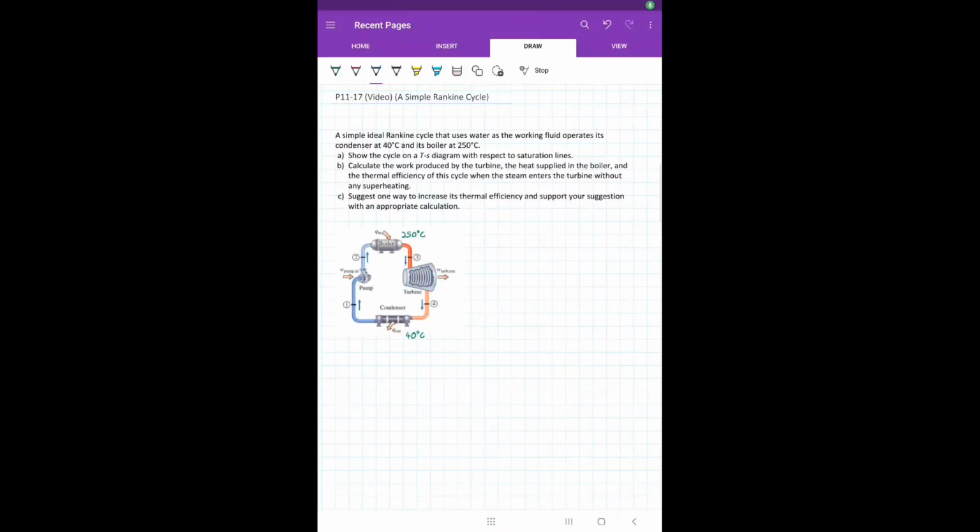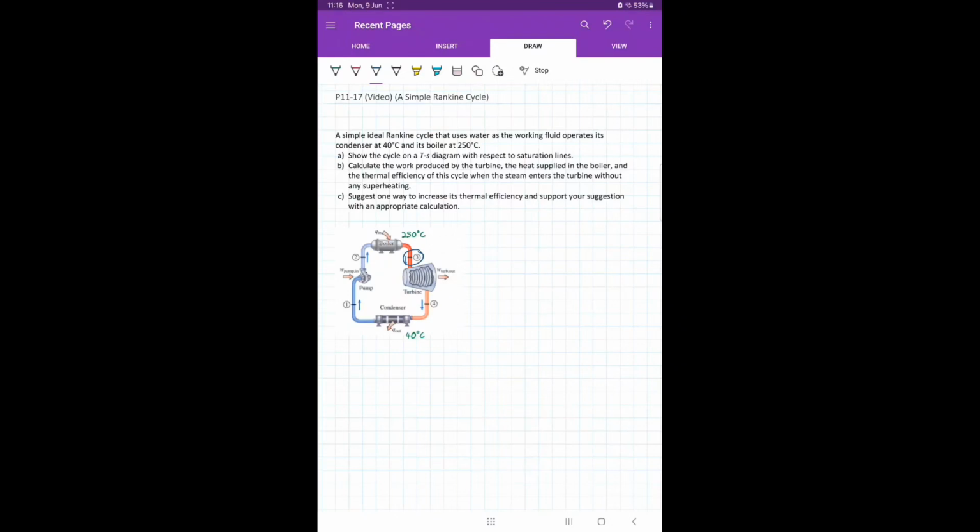Work on problem 11.17. Here you have a simple ideal Rankine cycle that uses water as the working fluid, which operates its condenser at 40 degrees Celsius and its boiler at 250 degrees Celsius. First, we need to show the cycle on a TS diagram with respect to saturation lines, and then you need to calculate the work produced by the turbine, the heat supplied in the boiler, and the thermal efficiency of this cycle when steam enters the turbine without any superheating. So we are saying that at point 3 here, the steam is entering our turbine without any superheating.